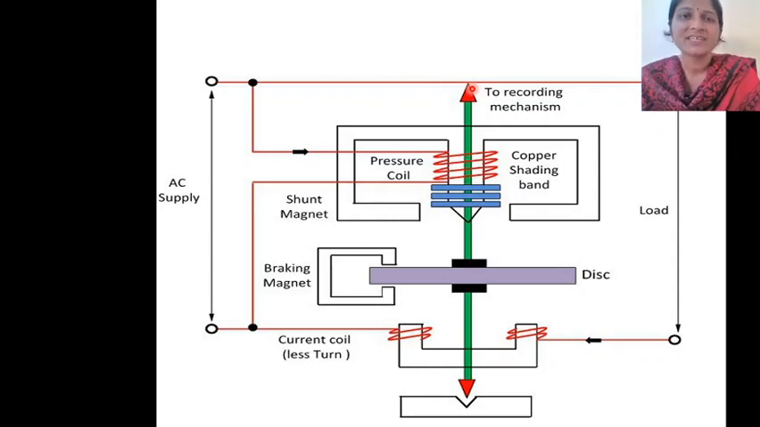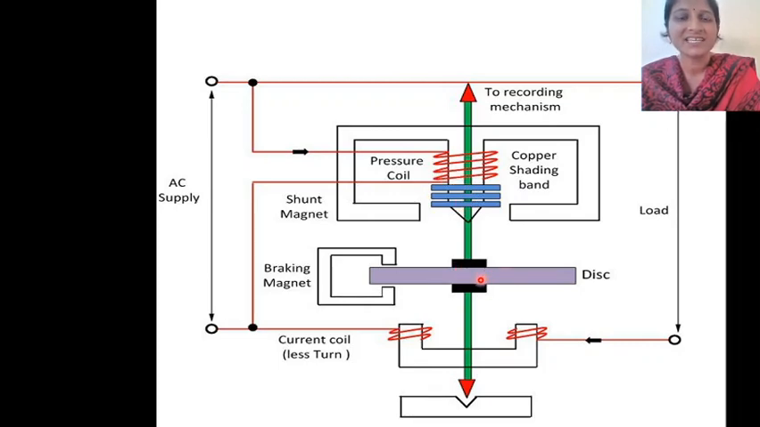Now coming to the working principle. Whenever supply is given, the pressure coil will be energized, and it is given to the load also. It is connected to the load also. First, when the pressure coil is energized, a magnetic field is produced, a magnetic field flux phi. Because of this flux, there is an EMF induced in the disc.